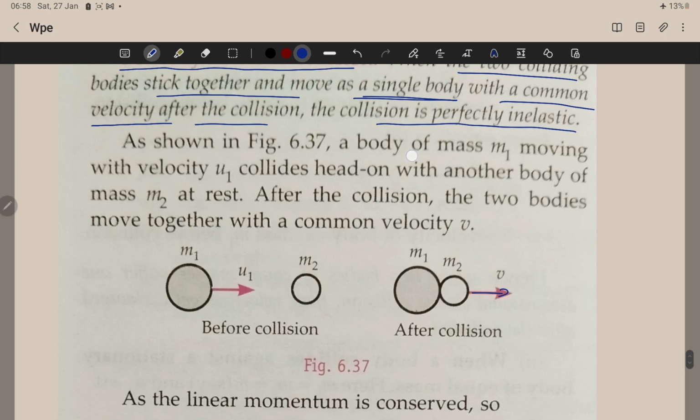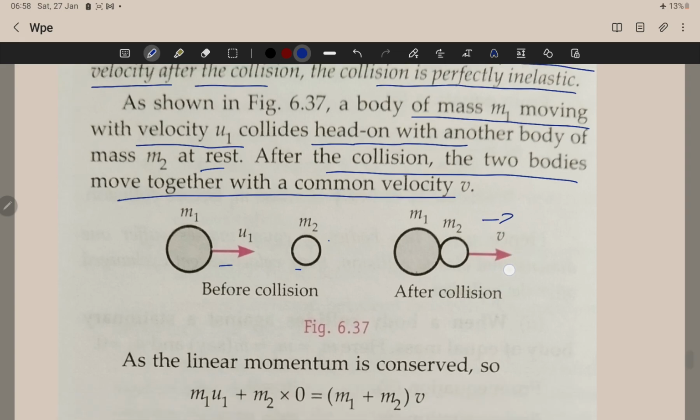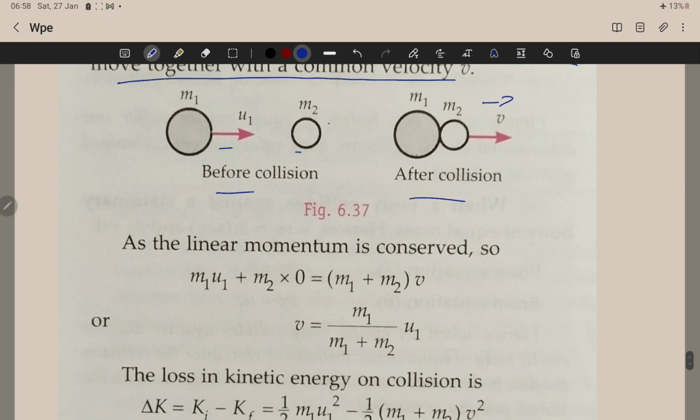As we see, a body of mass m1 moving with a velocity u1 collides head on with another body of mass m2 at rest. So after the collision, the two bodies move together with a common velocity v. They are moving with a common velocity, that is v. This is before collision and after collision.